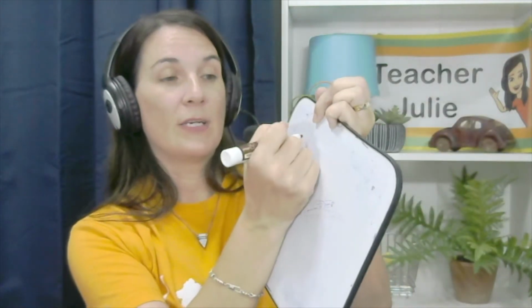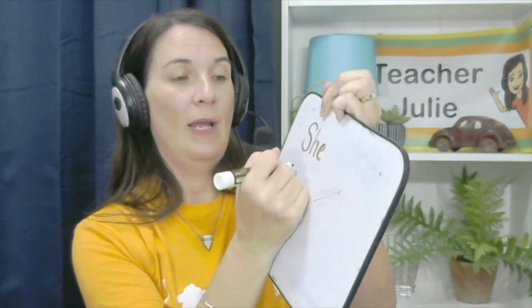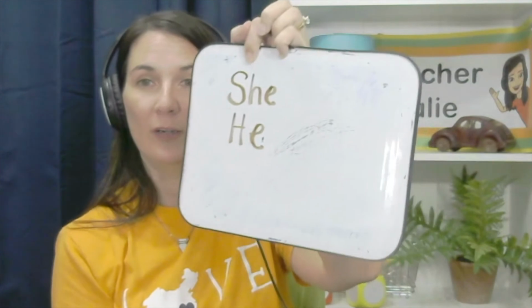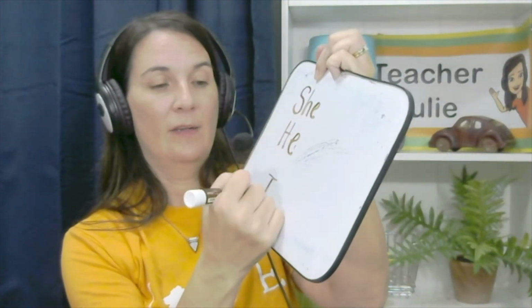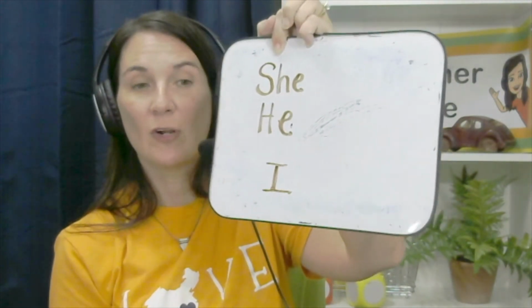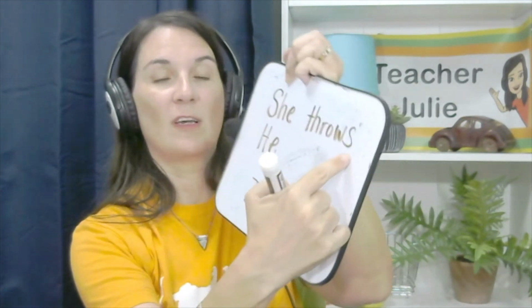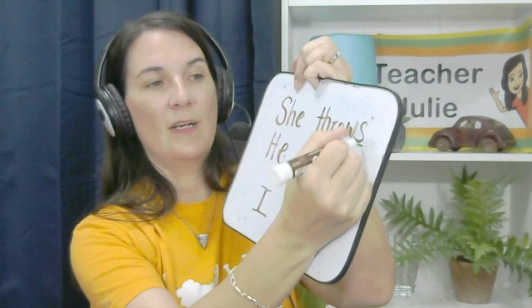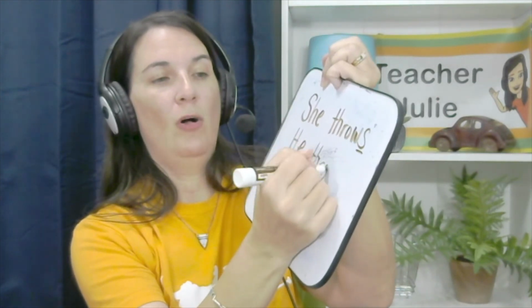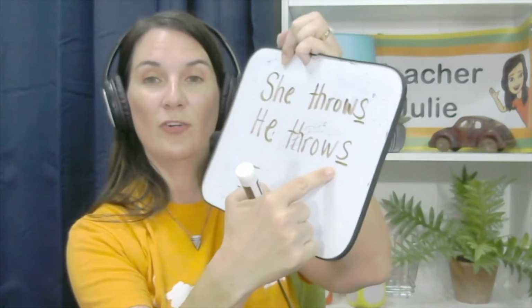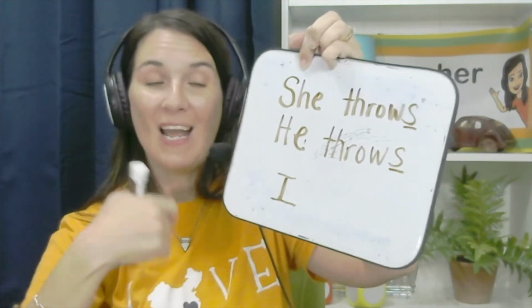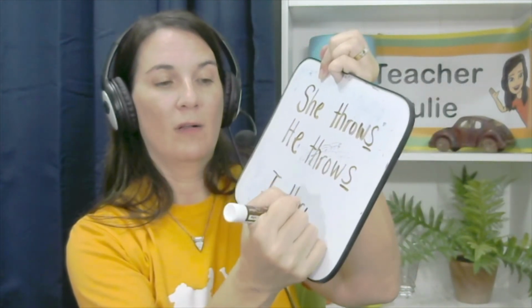So I might write she and he right here. And then I down here. And I just go ahead and show them. She throws. Underline the S. He throws. Underline the S. I throw.